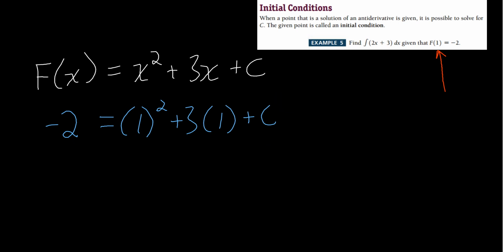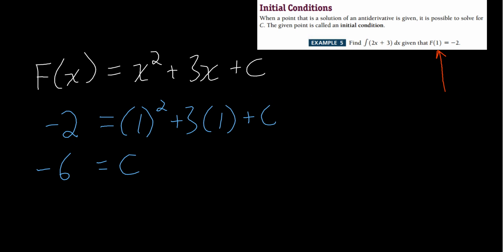All right, well, 1 squared is 1, 3 times 1 is 3, 3 plus 1 is 4, and then we subtract 4 from both sides. We end up with a negative 6 is equal to c. Okay, so we now have what c is equal to.